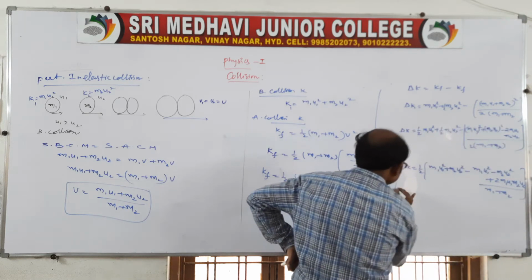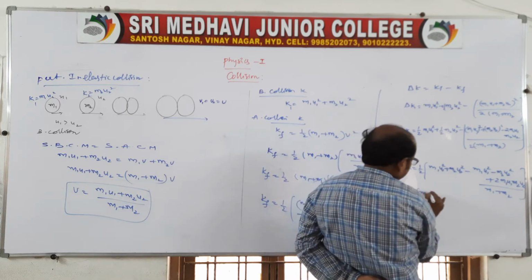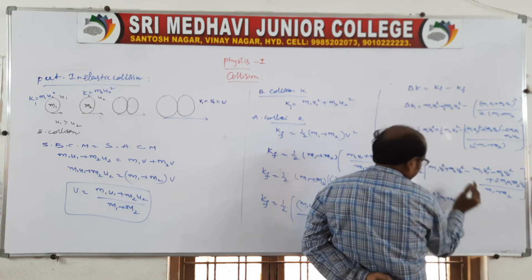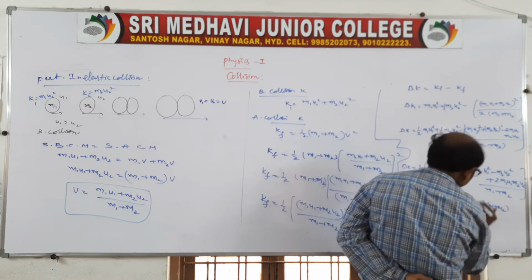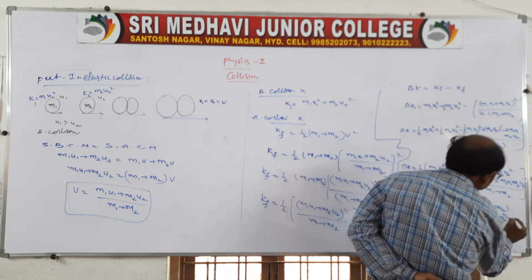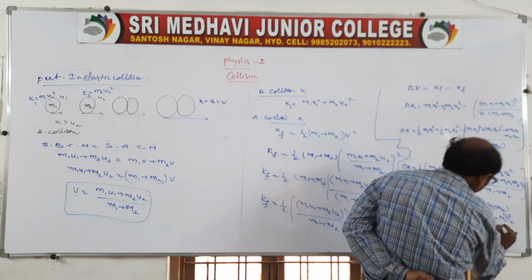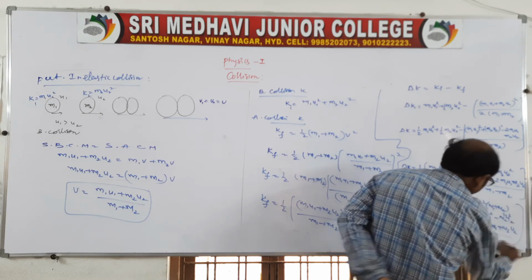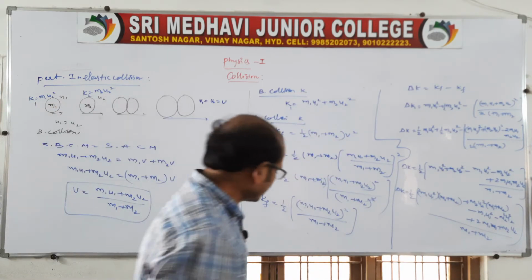Again, taking the LCM, delta K is equal to 1 by 2 into LCM: m1 u1 square of m1 plus m2, plus m2 u2 square by half of m1 plus m2, minus m1 u1 square minus m2 u2 square, plus 2 m1 u1 m2 u2 by m1 plus m2. Of course, once again I am telling you the derivation part is not required. The final result will come after simplification.